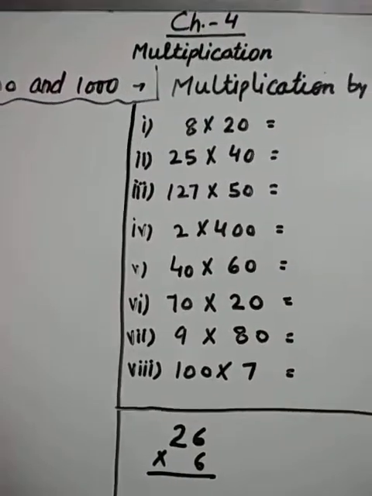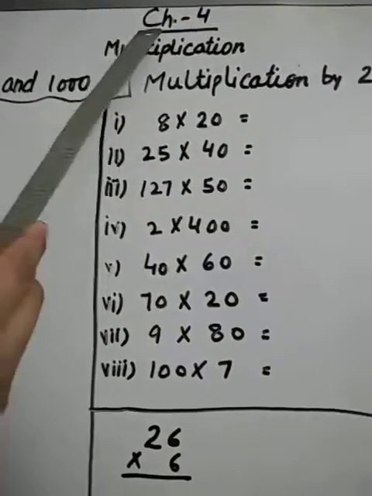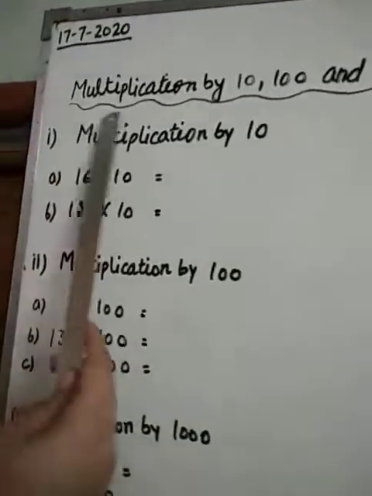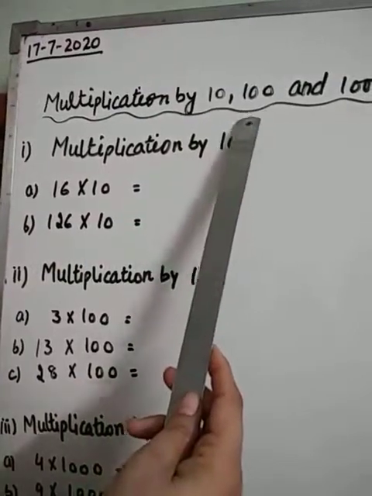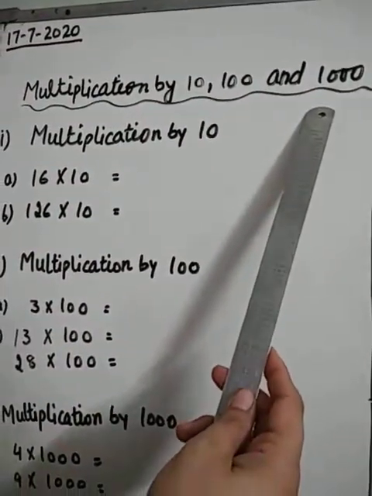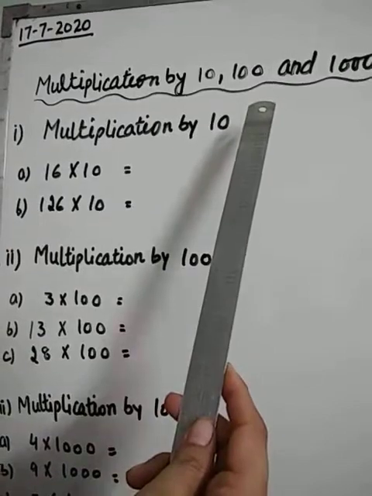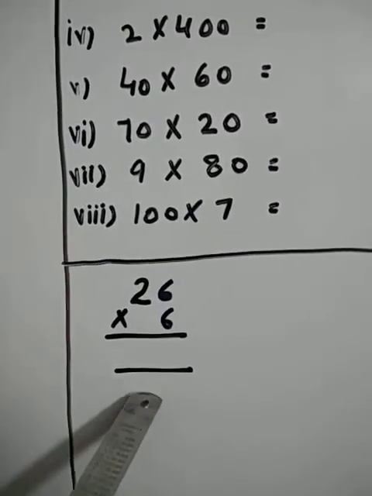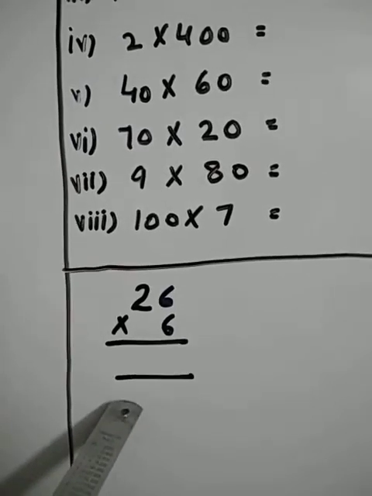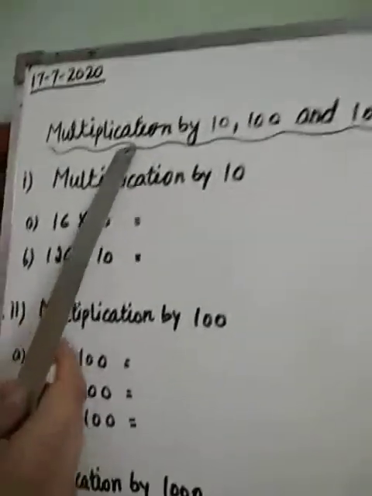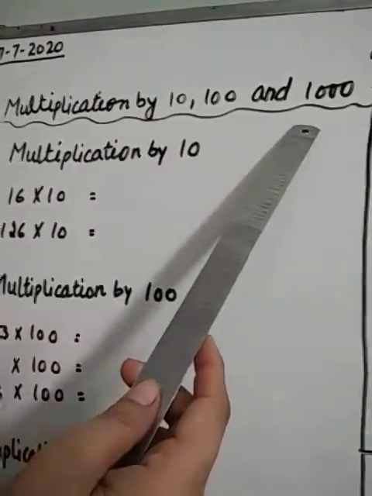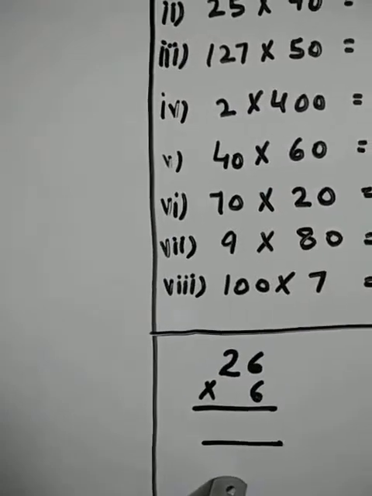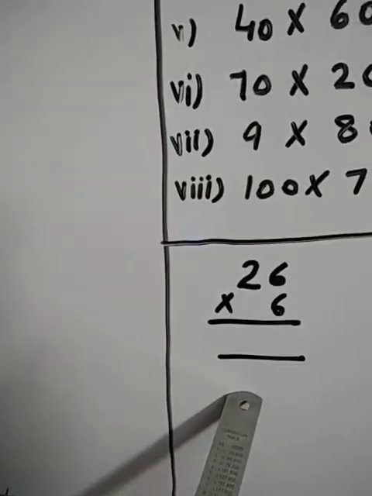Good morning, students. Today I will start with chapter 4, multiplication, and my topic is multiplication by 10, 100 and 1000. You have seen in the last exercises that I have done the multiplication like this. But if we are talking about multiplication by 10, 100 and 1000, we will not show the multiplication by this method. Simply we will write the answer.